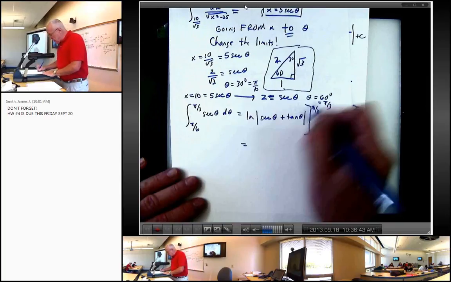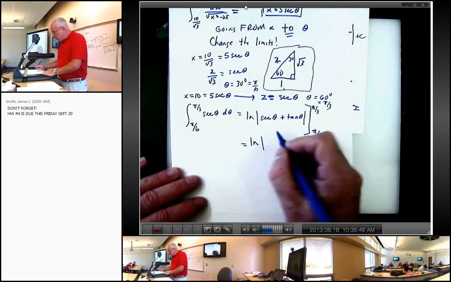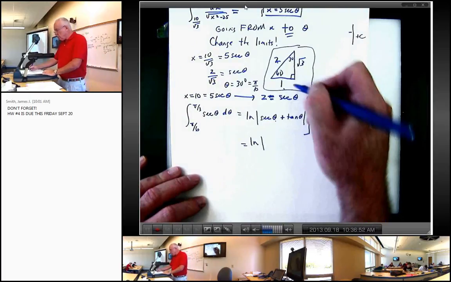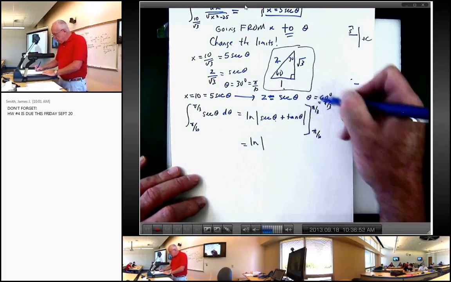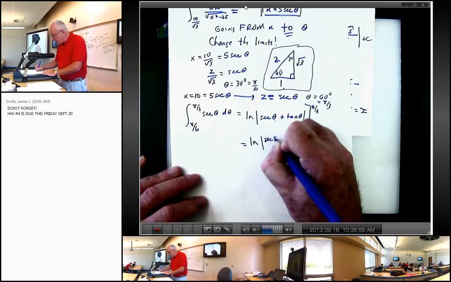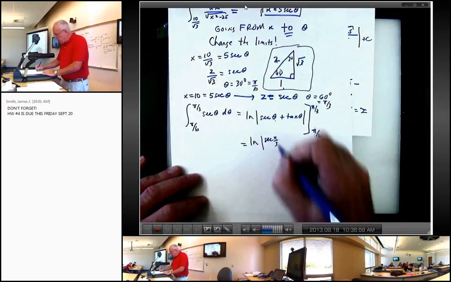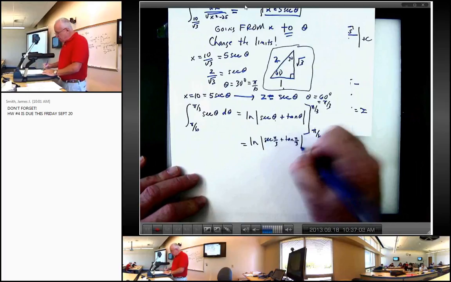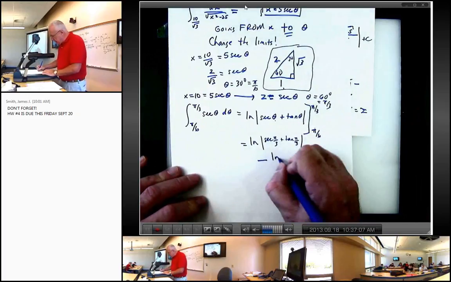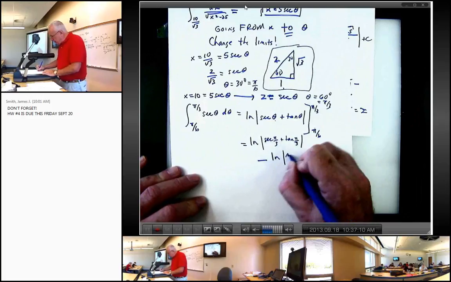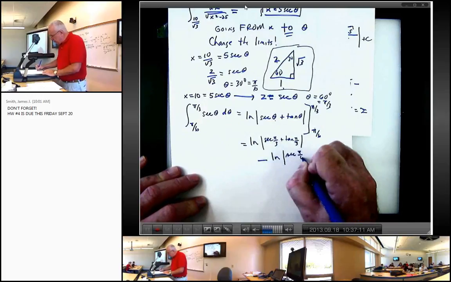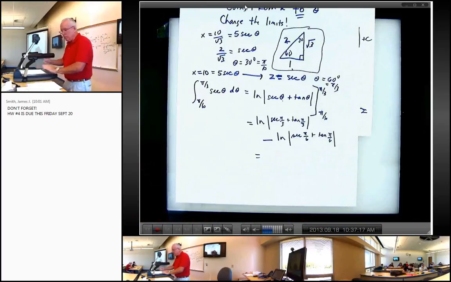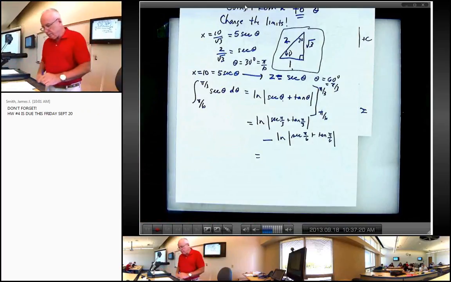Okay, so we fill in the top number. We have the ln. Now, let's figure out what's the secant of pi over 3. Just look at our special triangle. So this would be the secant of pi over 3 plus the tangent of pi over 3. Let's close that absolute value. Then it's minus the ln of the lower one, secant of pi over 6 plus the tangent of pi over 6. All right. And let's figure out what we get here.